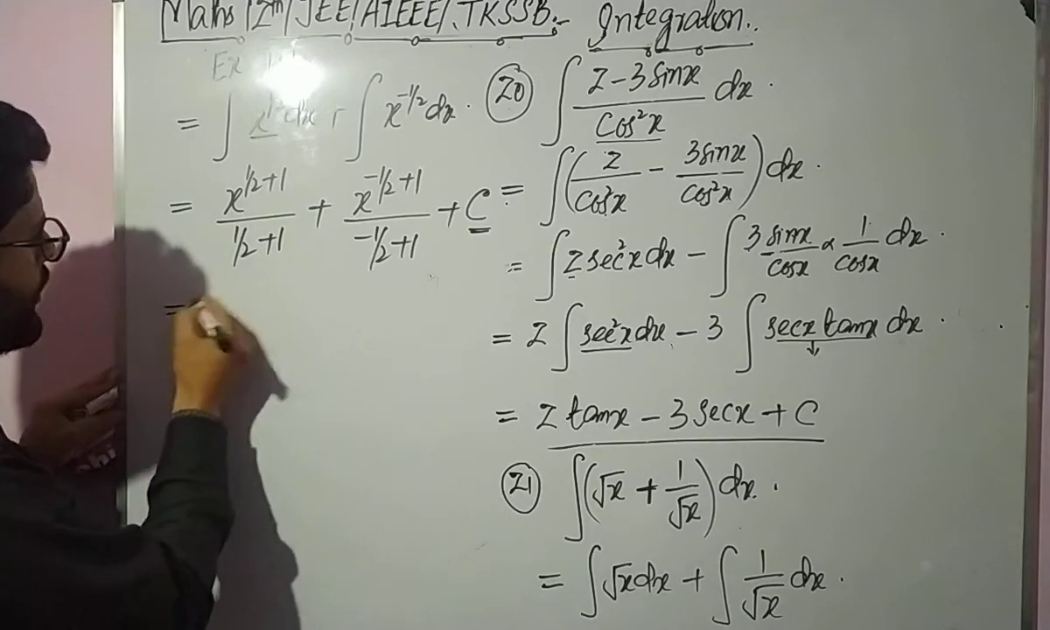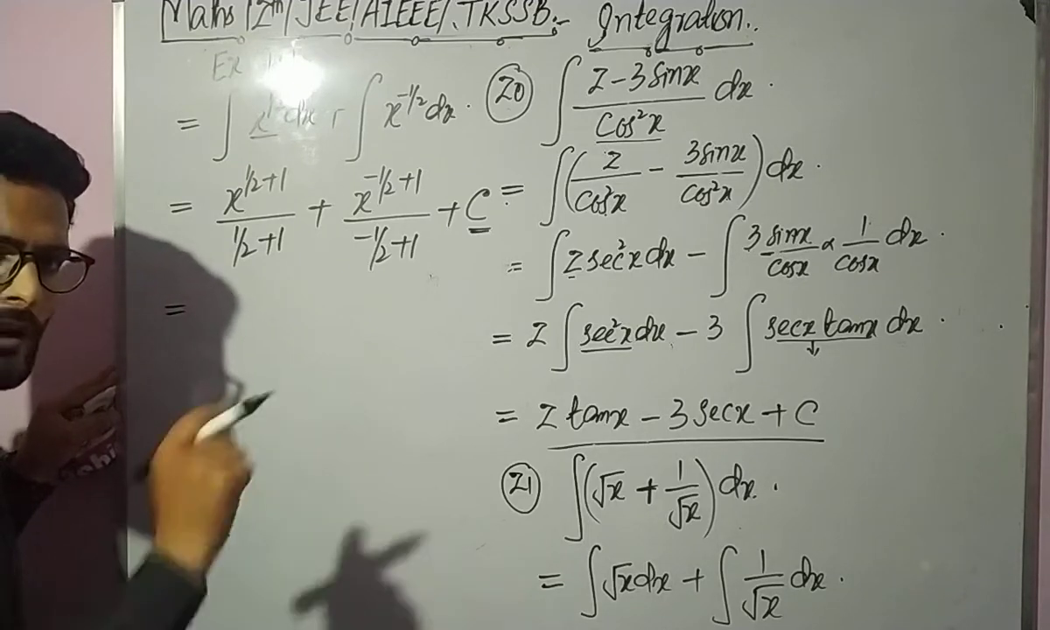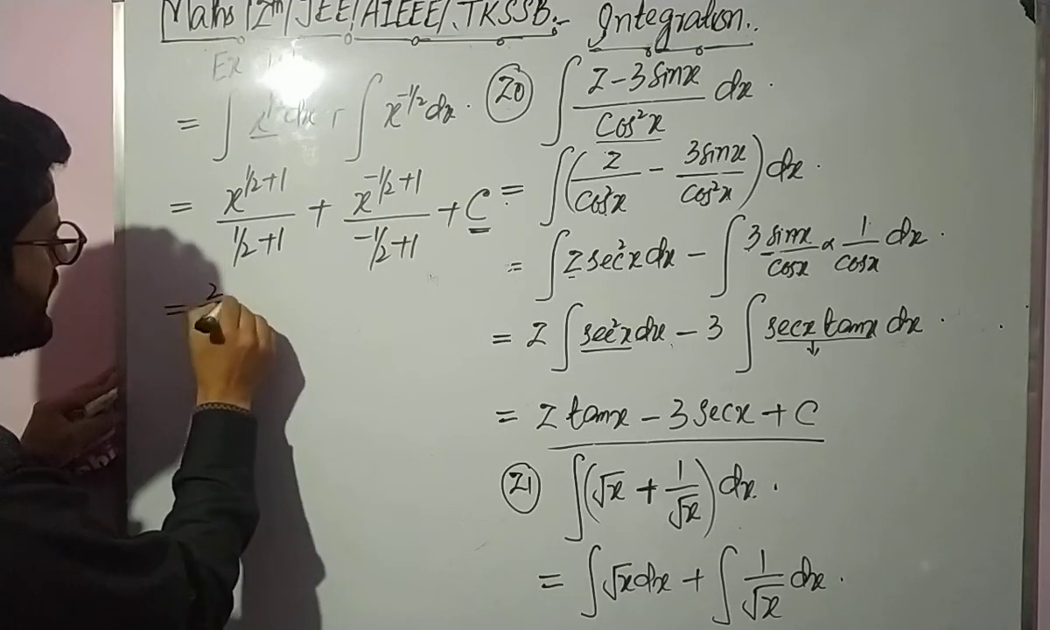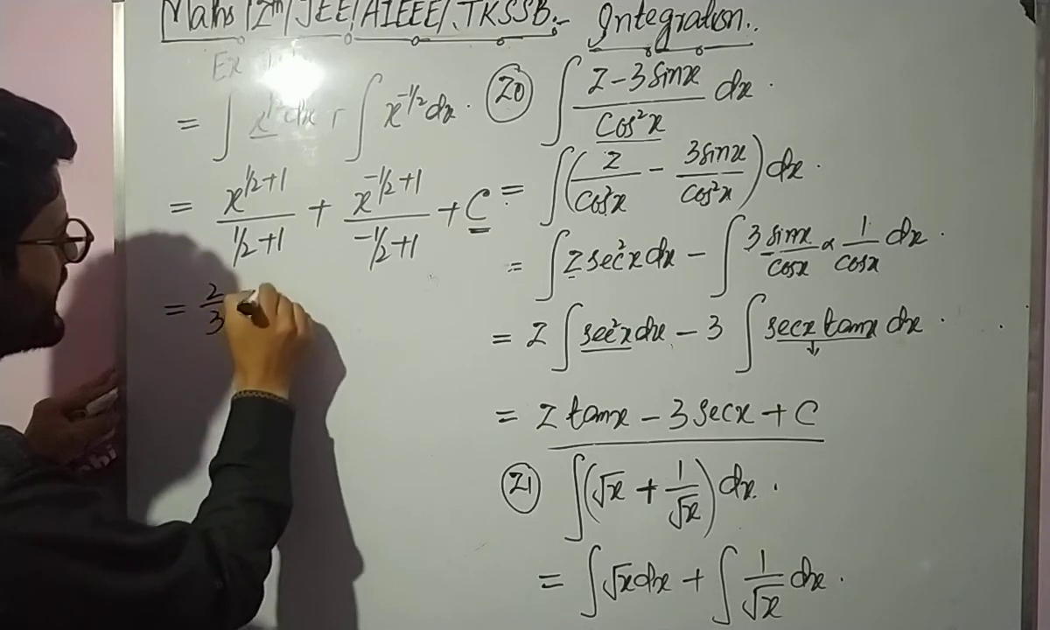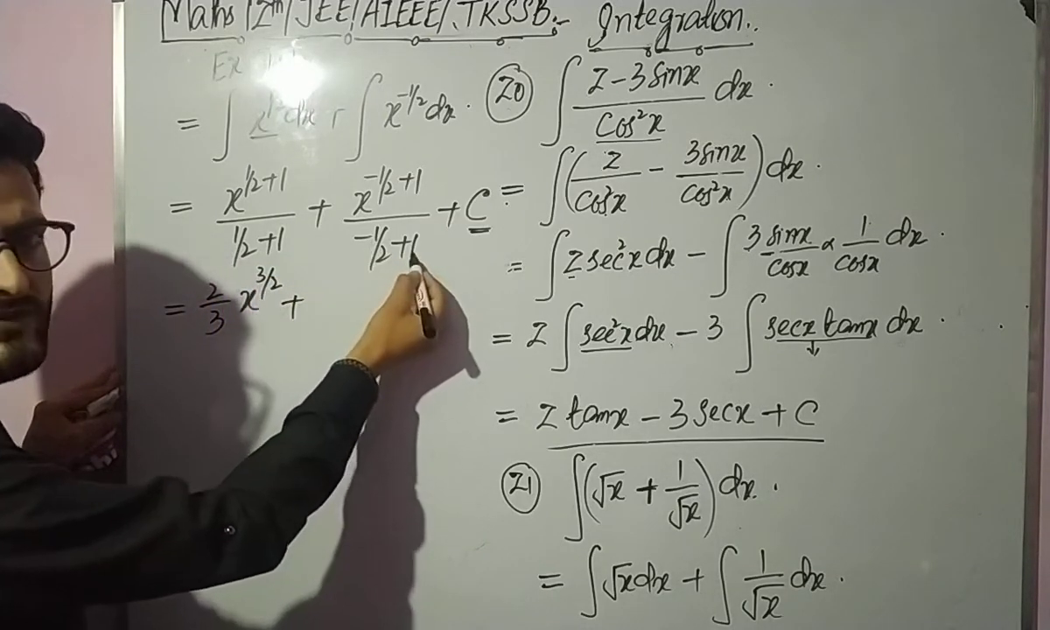So that's equal, 1 by 2 plus 1 is 3 by 2, 3 by 2 denominator में है, numerator में लेके जाओ तो 2 by 3 बनेगा. So 2 by 3, x raised power 3 by 2 plus minus 1 by 2 plus 1 is 1 by 2.